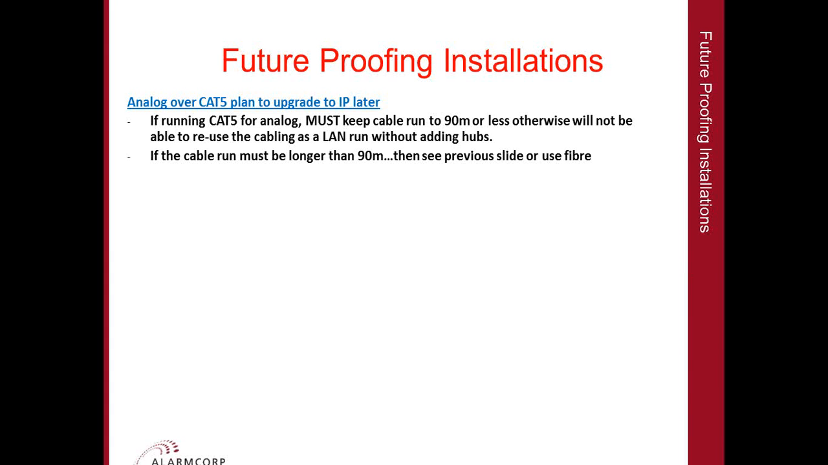If we cannot keep the cable to less than 90 meters, then either we can put in coax and then run IP video over coax, or we use optic fiber. So here we go. Here's another example. We have an analog camera.